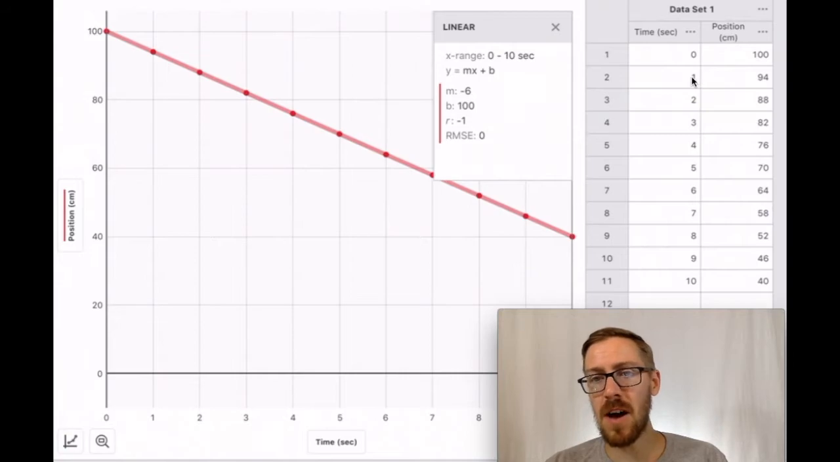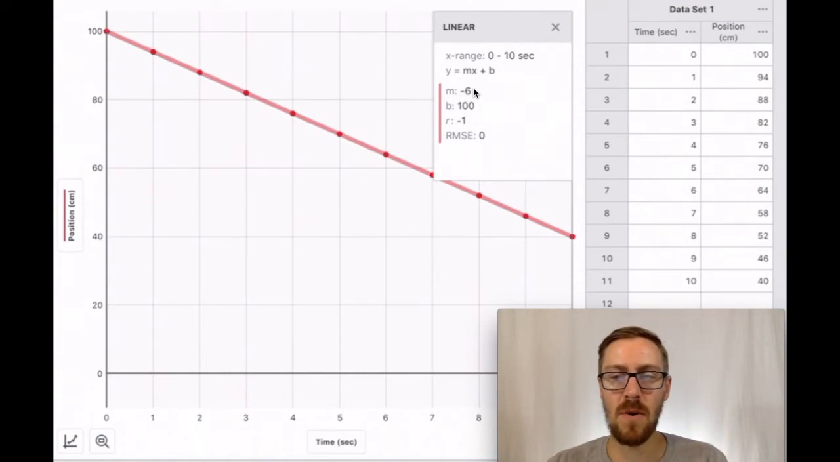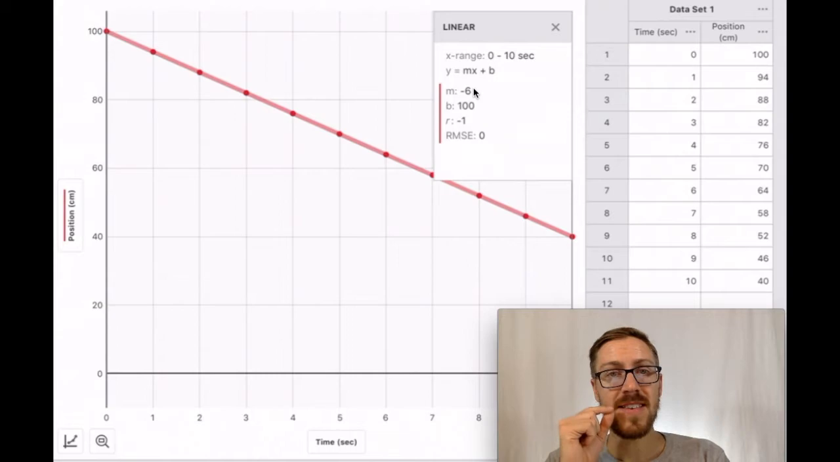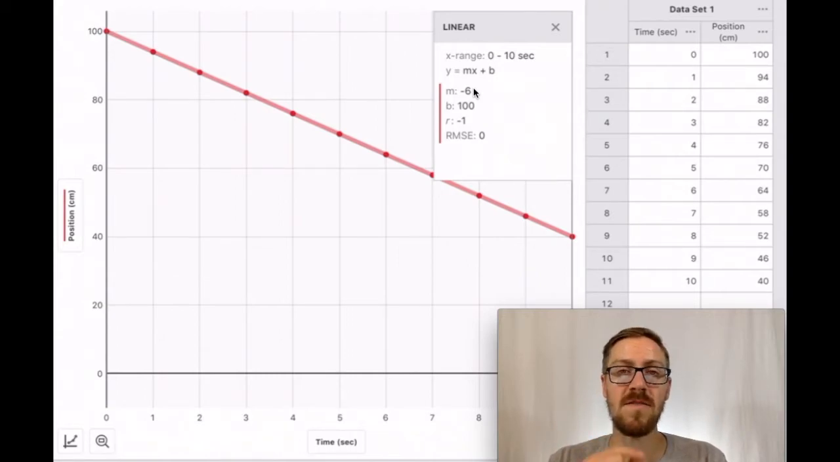And then as time went on, every 1 second, I took a new measurement, and that measurement was 6 centimeters less than the second before it, which means the car is moving toward us instead of away from us. So if I was going to describe this graph and this data in words, I would say, starting at 100 centimeters, the car moved 6 centimeters toward the observer each second. I wouldn't say the car moved negative 6 centimeters, because negative 6 centimeters means closer to the observer. It's the exact same thing.